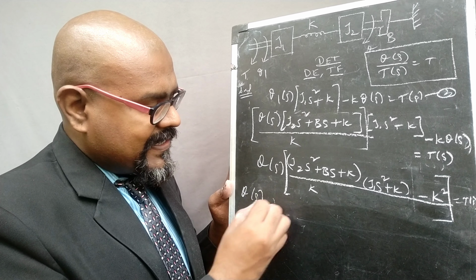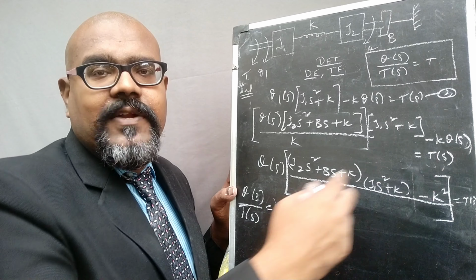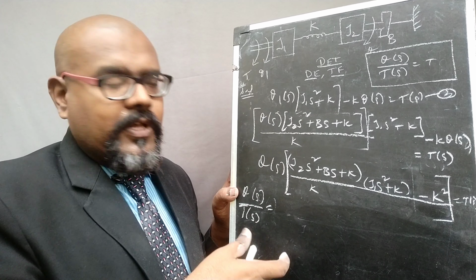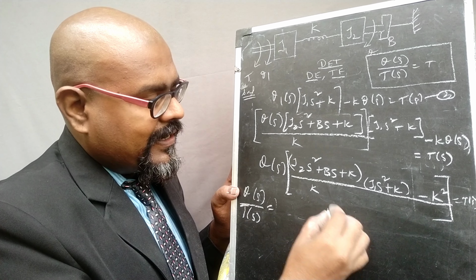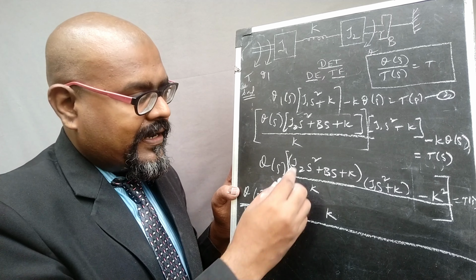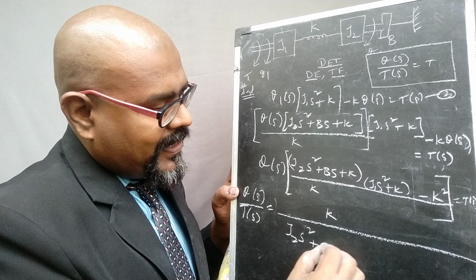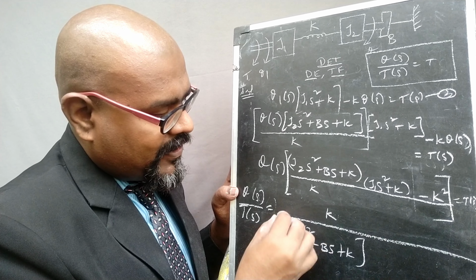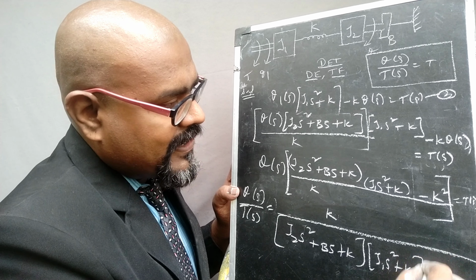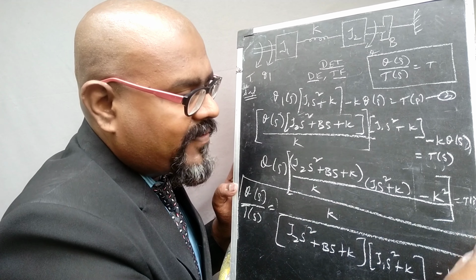So theta of s divided by T of s. Then move this particular term to the right hand side. Once you move the term to the right hand side, the numerator comes to the denominator and the denominator comes to the numerator. The conversion made is, here the k is in the denominator; if you move it to the right hand side, the k is in the numerator. Then all the terms go into the denominator: J2 s square plus bs plus k is one term, the next term is J1 s square plus k, and minus k square. So this is the transfer function we got.